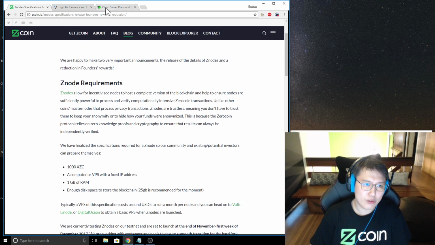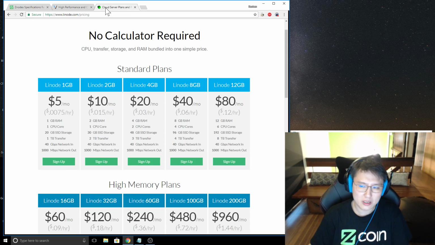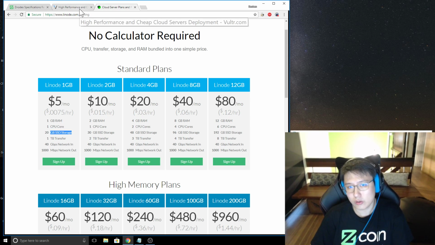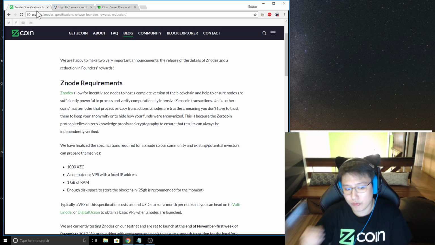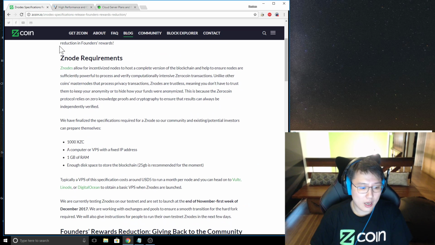The disk space that you require: right now, the entire blockchain is only about a few hundred megabytes. You don't really need 20 gigabytes or so, it's just more for future proofing. So anything that has a few gigs of hard disk space should do for the moment. And typically, your $5 ones would come with about 20 gigs, and that should be sufficient for what you need.